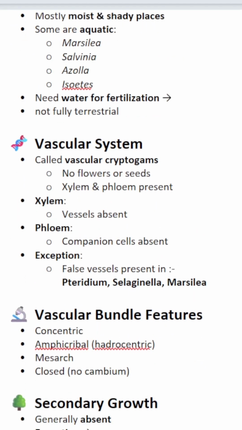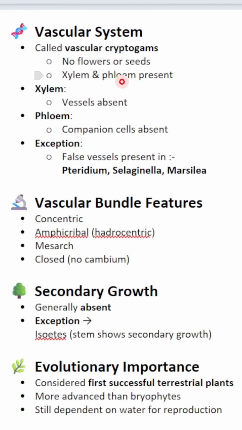Now let's talk about its vascular system. Pteridophyta are called vascular cryptogams. Cryptogams means non-flowering plants; they don't bear flowers or seeds, but xylem and phloem are present. In xylem, tracheids, xylem parenchyma and xylem fibers are present, whereas xylem vessels are absent.